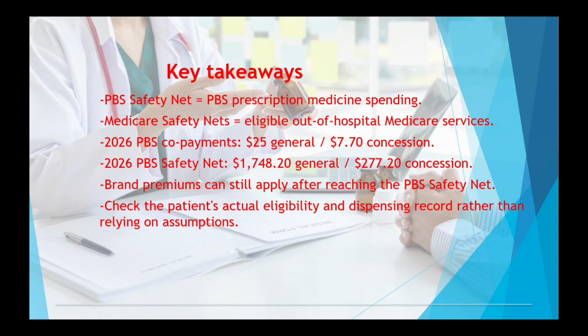Okay, key takeaway. What have we learned today? Okay, it's a PBS safety net. It's related to PBS prescription medication spending. The Medicare safety net is for eligible out of hospital Medicare services. I haven't covered much of that one because it is not that important. And 2026 PBS co-payment, general and concessional, safety net threshold, and brand premium can still apply after reaching the PBS safety net. Check the patient's actual eligibility and dispensing record rather than relying on assumptions.